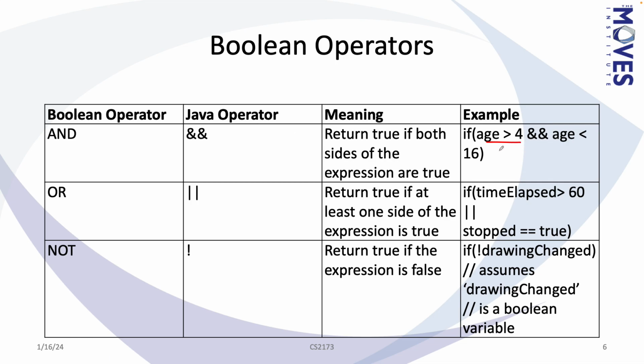Okay, so we can combine Booleans using the Boolean operators. The double AND means that if both Boolean expressions are true, then it's true, and if one of them is false, then the whole thing is false. So you've seen those truth tables, right? Now make sure it's a double AND and not a single AND. A single AND is going to do bitwise comparison.